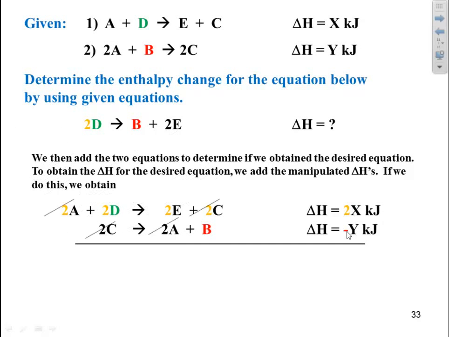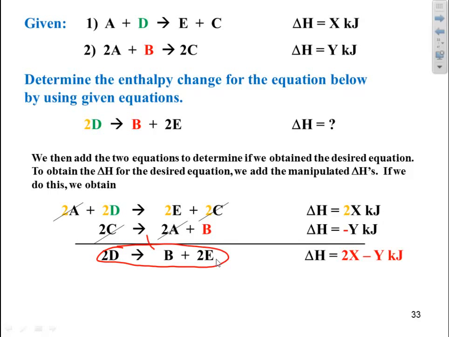If I do that, you see that I have 2c on both sides, which cancels out. I have 2a on both sides, which cancels out. So then I bring down everything that's left, and I have 2d gives me b plus e. The question is, is this the same as the equation in question? And the answer is yes. I needed 2d giving me b and 2e. That means all I have to do now is add the delta H's that I manipulated, and that'll give me my delta H. So in this case it would be 2x minus y kilojoules.